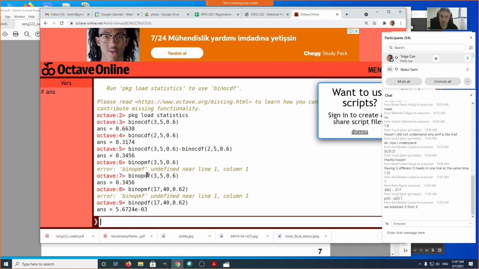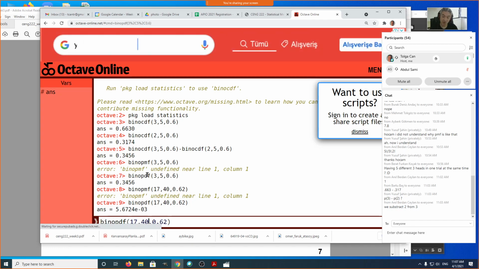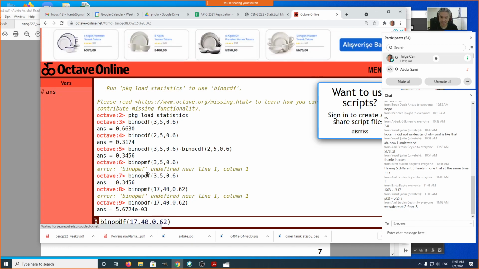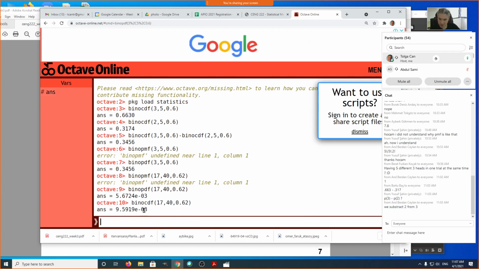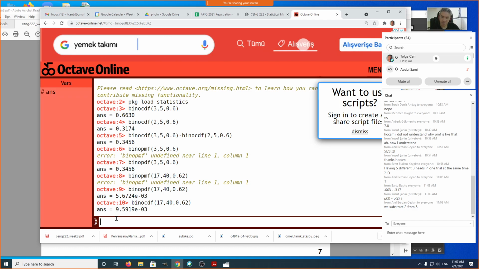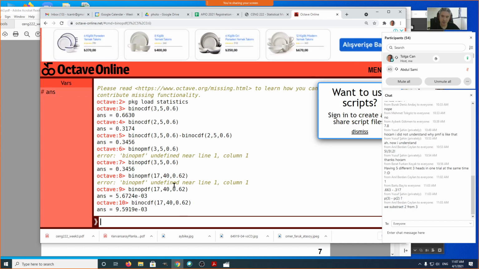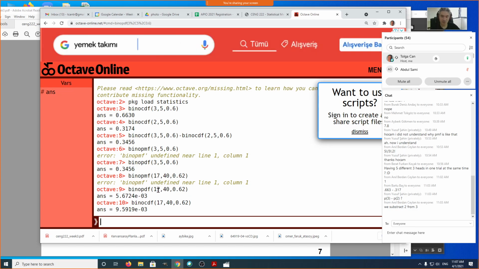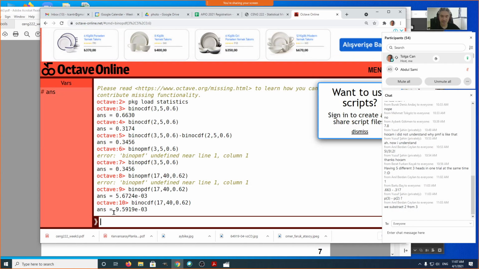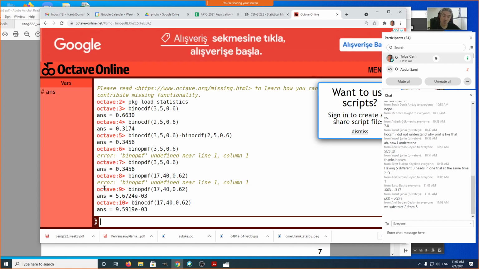What is the probability to obtain 17 or fewer heads? Let's go to CDF. It is a larger number, but it's still a small number, okay? Since the success rate is 0.62, getting larger numbers is more likely. So getting a small number of heads has a small probability, 0.009.